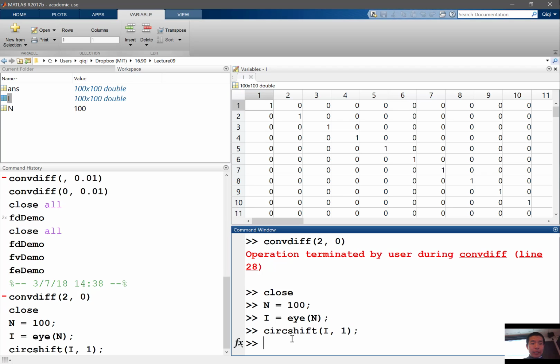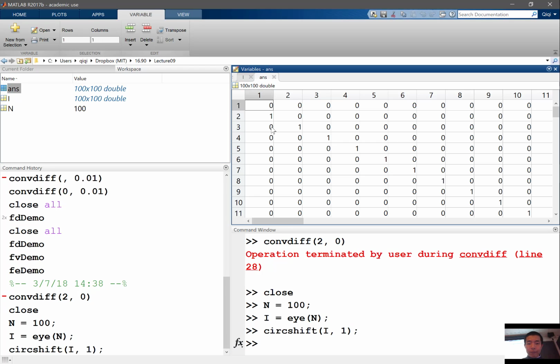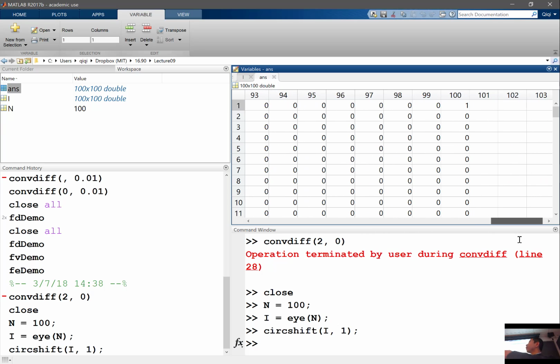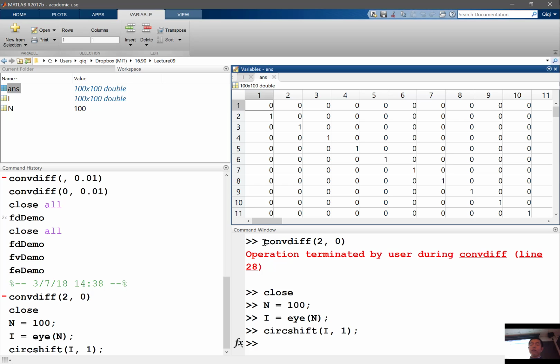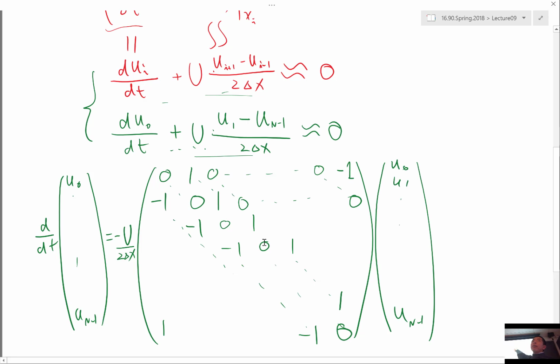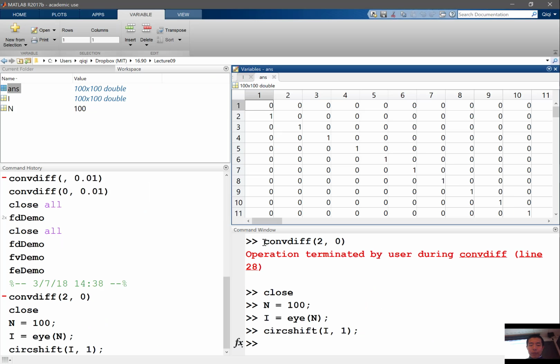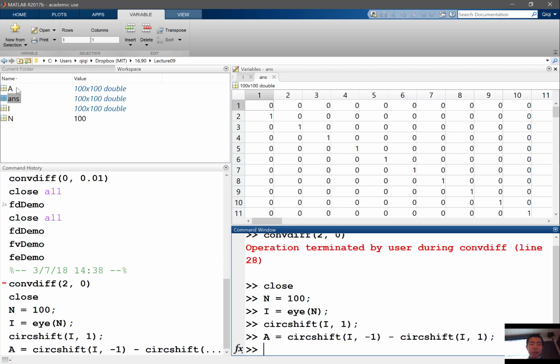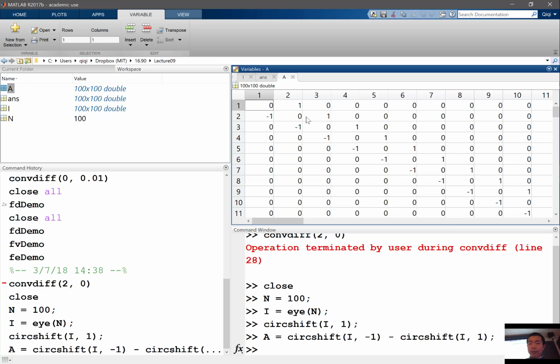Let's see. If I do that, my answer is going to be, okay, so that's shifting, I think, yeah, I get a 1 over here at the top, right? So that's shifting downward by 1. So we actually want the 1s to be shifting upward, right? So what we have is the matrix A is going to be circshift of I by minus 1 minus circshift of I by 1. So that's my matrix A, right? So that's exactly what I wanted.